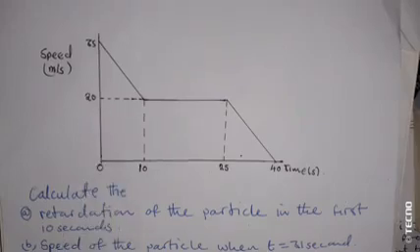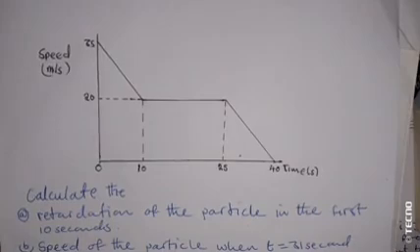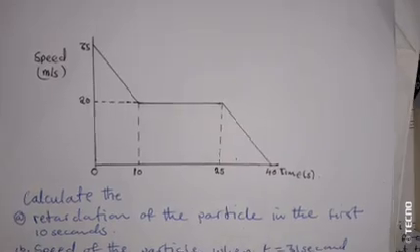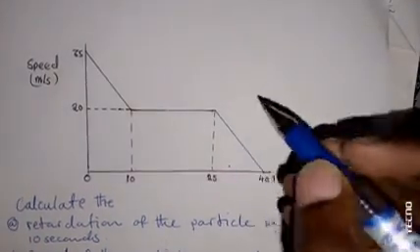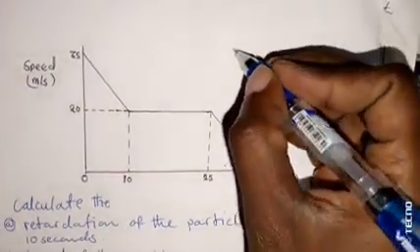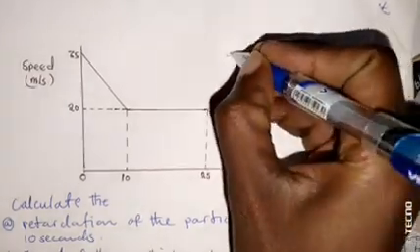Then what they want is what? A retardation. So remember, a retardation is the same as what? Acceleration, but in a negative way. Okay. So here, the formula that we're going to use, I'll use this space for A. So for A, we are calculating a retardation here.